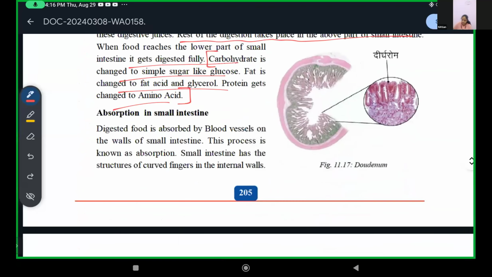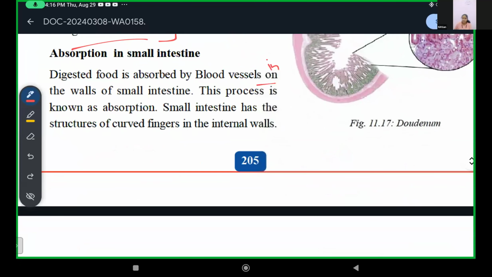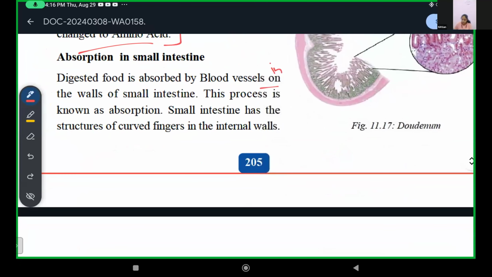Then we have absorption in the small intestine. Digested food is absorbed by blood vessels on the walls of the small intestine. This process is known as absorption. This digested food is absorbed by the blood vessels. Now we are on the absorption step.